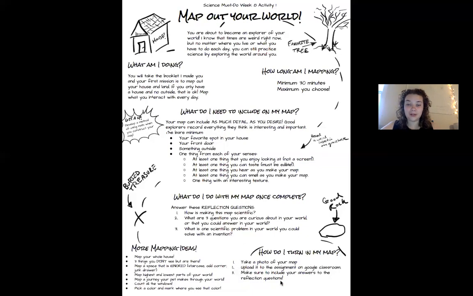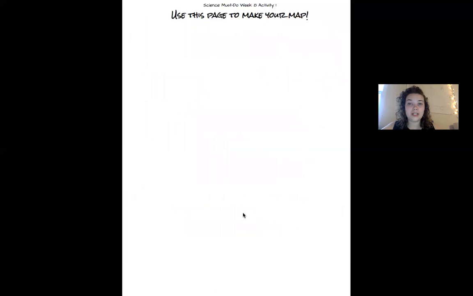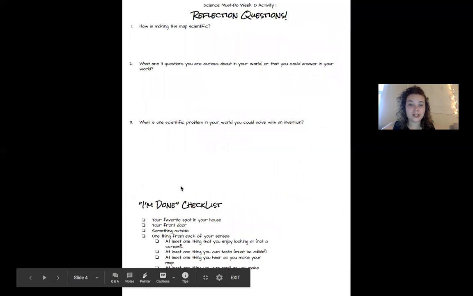You're going to take a photo of your map, as many pages as you used. You're going to upload the assignment onto Google Classroom, just like you've been doing, and make sure to include the answers to your reflection questions, okay? So then I gave you 2 pages for you to do your math. And then I gave you a page for your reflection questions. And this I'm done checklist is probably the most important part. Make sure that all of those things are there and then send them in, okay?